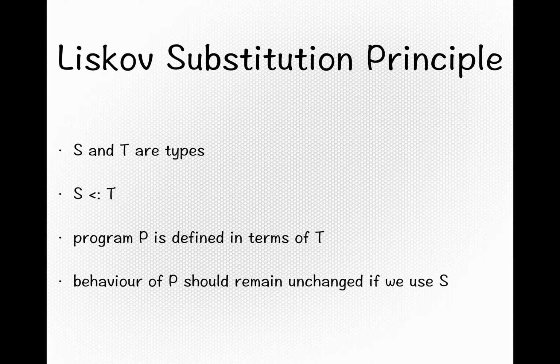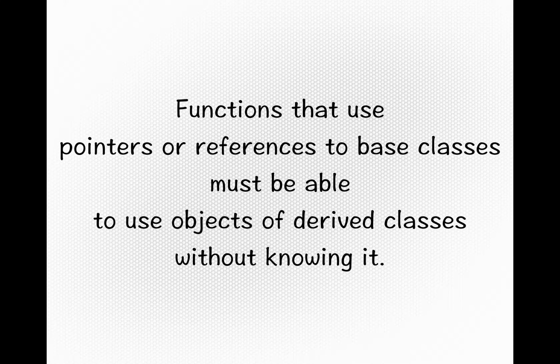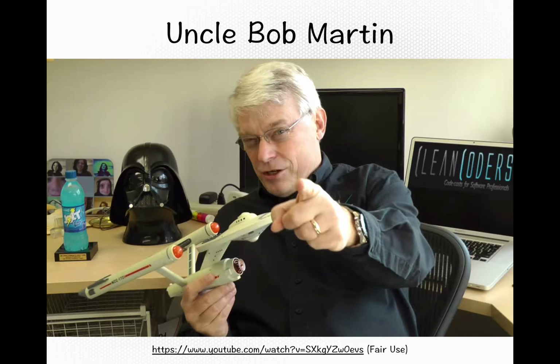So closer to software engineering, we have a program P, and it's defined in terms of a particular type. And what we want is that the behavior of P should remain absolutely unchanged if we use terms of type S instead. And if this holds, then we really say that yes, S is a proper, good, strict subtype of T. Another reformulation, even closer to software engineering, is like this. Functions that use pointers or references to base classes must be able to use objects of derived classes without even knowing it. This reformulation belongs to Robert Martin, also known as Uncle Bob Martin.